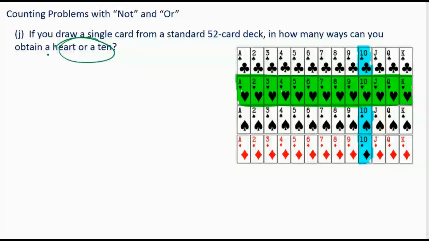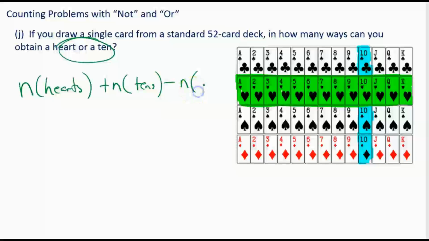But now if you say or, then you would calculate the number of hearts plus the number of 10s. But then remember you have to subtract out the intersection. So a 10 intersected with a heart. Okay. Number of hearts is how many, the green I have highlighted. We know that's 13. Plus the number of 10s. That's the blue that's highlighted, but keep in mind there's a 10 right there also that looks green, the green one. But 1, 2, 3, 4 cards.